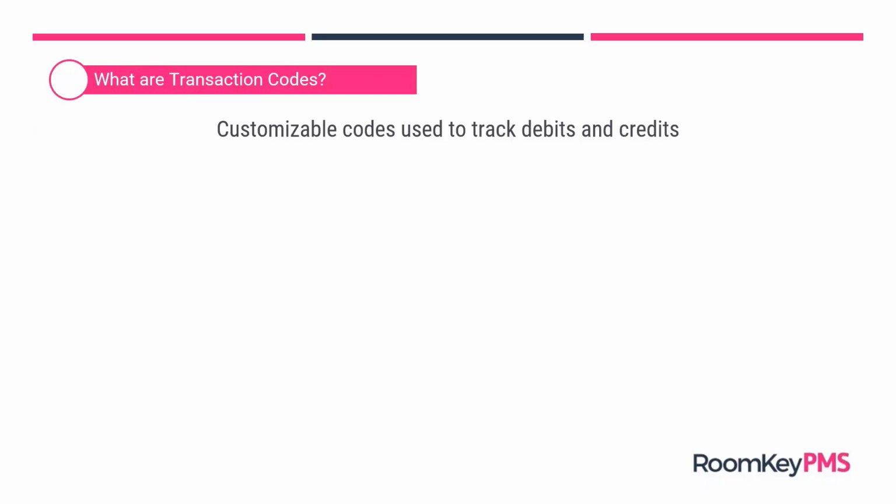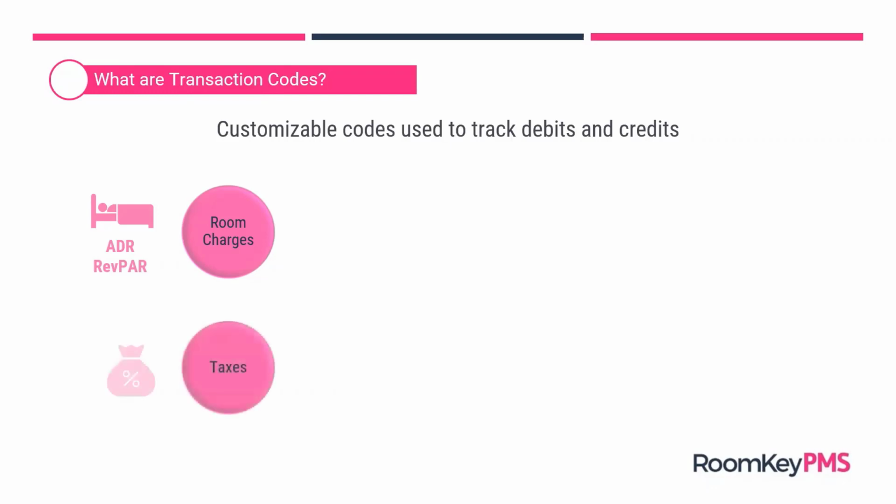In RoomKey, there are 5 types of transaction codes that are available inside the system. The first transaction code type is room charges. These are any nightly or weekly or monthly room charges that you charge for accommodation at your property. Any codes that are created as part of room charges directly affect the ADR and RevPAR calculations on our statistical reports throughout the RoomKey software.